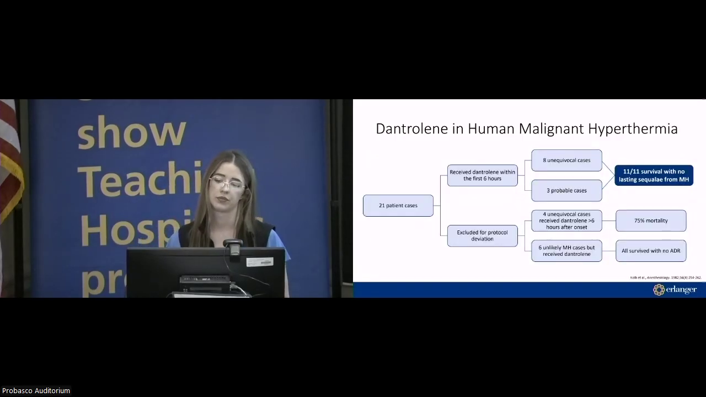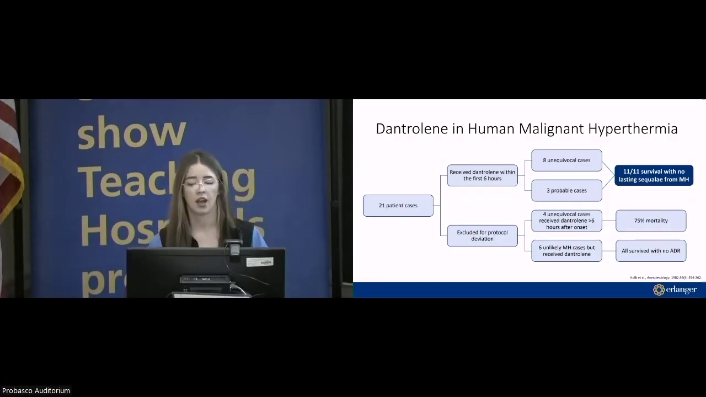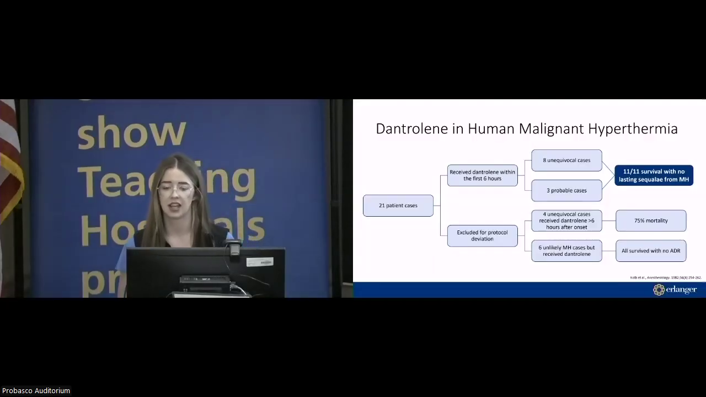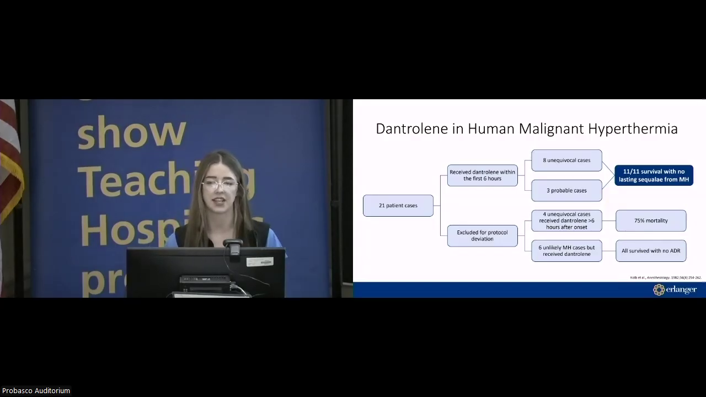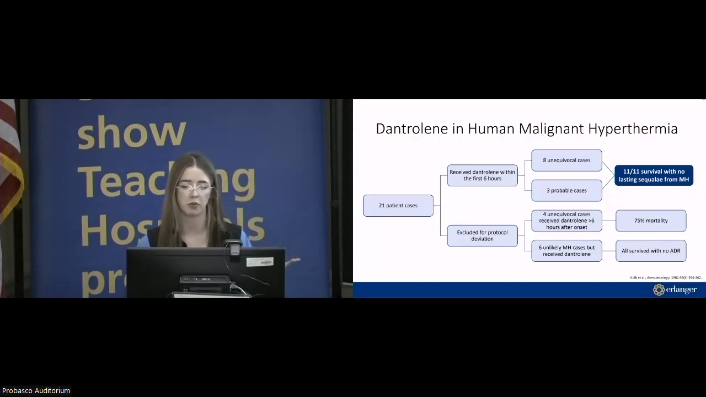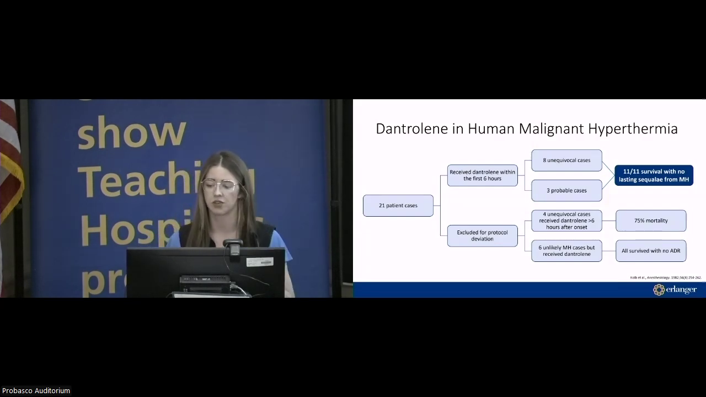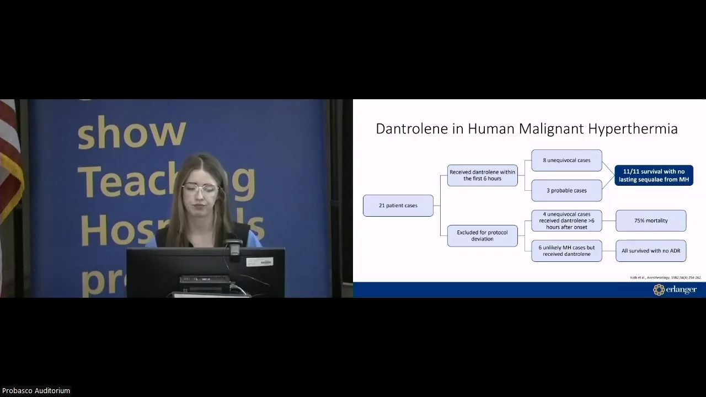Looking more closely at this study, starting at the top, there were 21 patient cases that evaluated patients who received dantrolene within the first 6 hours. These patients either had an unequivocal case of malignant hyperthermia or a probable case. This group of patients had really great outcomes. All 11 survived with no lasting sequelae.